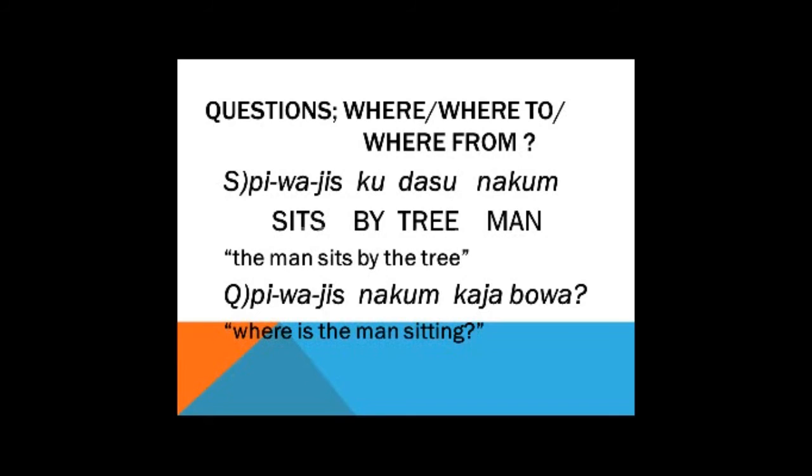I want to know where the man is sitting, so I don't know that he's sitting by the tree, I know he's sitting somewhere. So in the question where I want to ask that, I'm going to need kaya boa, which means where. And of course the question will omit information about by the tree, because that's what I don't know. That's what the sentence is trying to uncover. So I'm going to say, Piwais nakum kaya boa, which will translate as where is the man sitting.